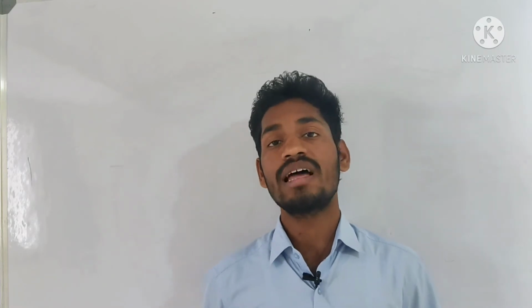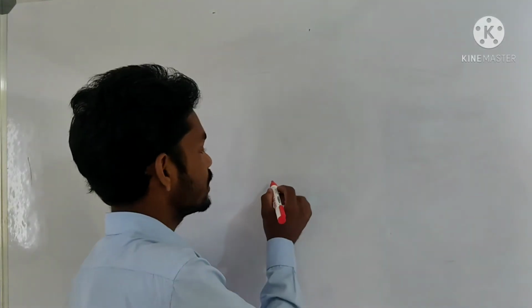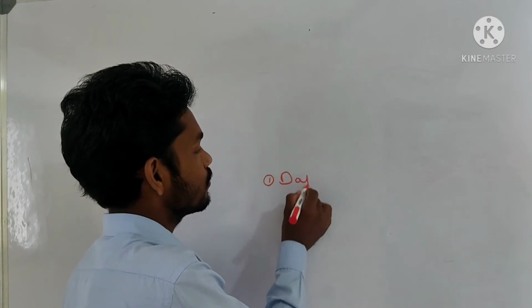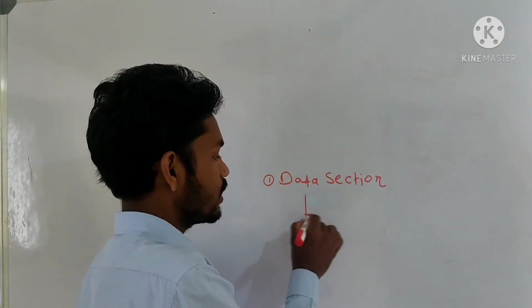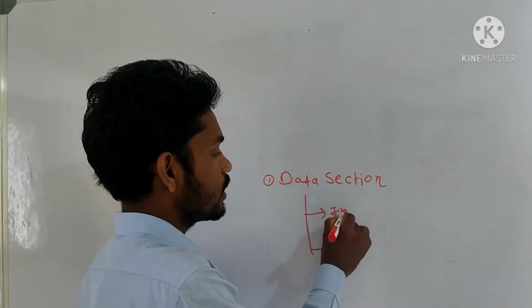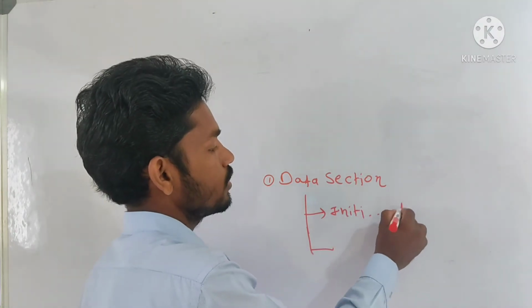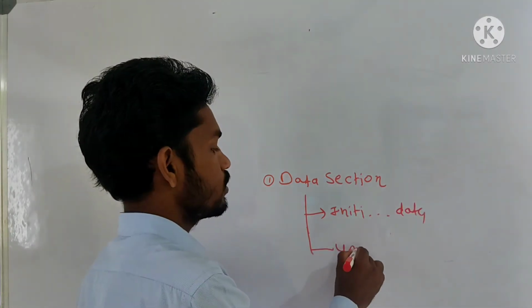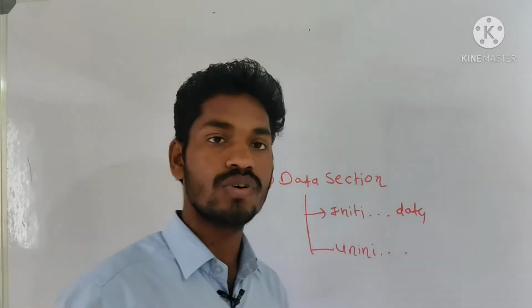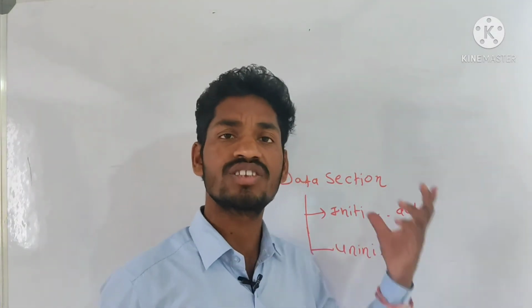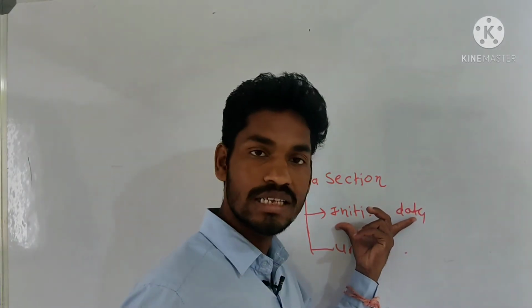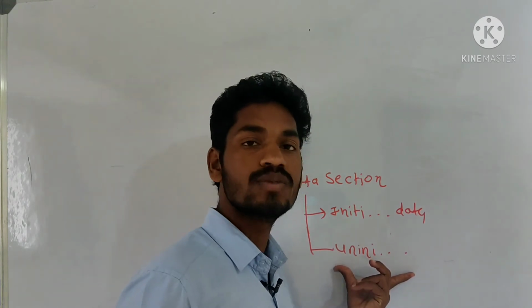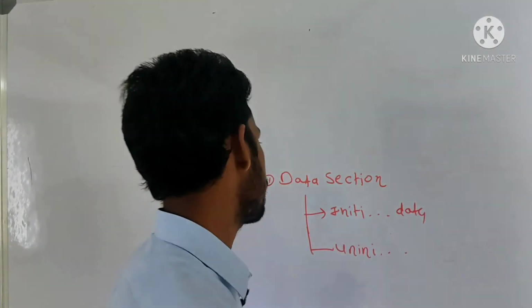Where will the memory be allocated for a static variable? The memory for the static variable is allocated in the data section. The data section is again divided into the initialized data section and the uninitialized data section. Based on whether you initialize the variable at the time of declaration, the memory is allocated inside the initialized data section, otherwise inside the uninitialized data section.